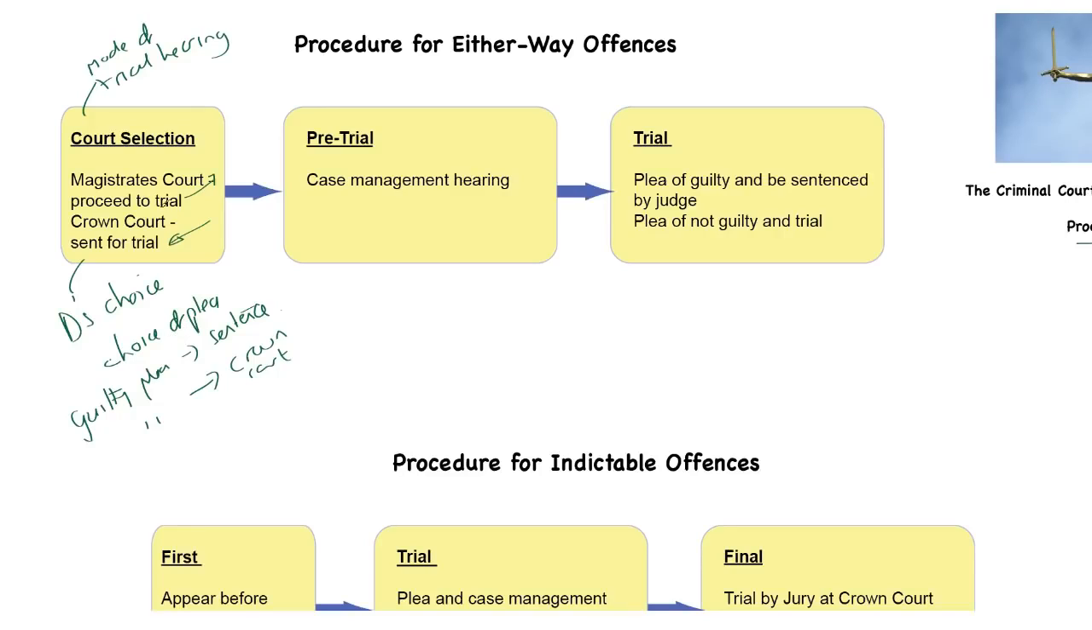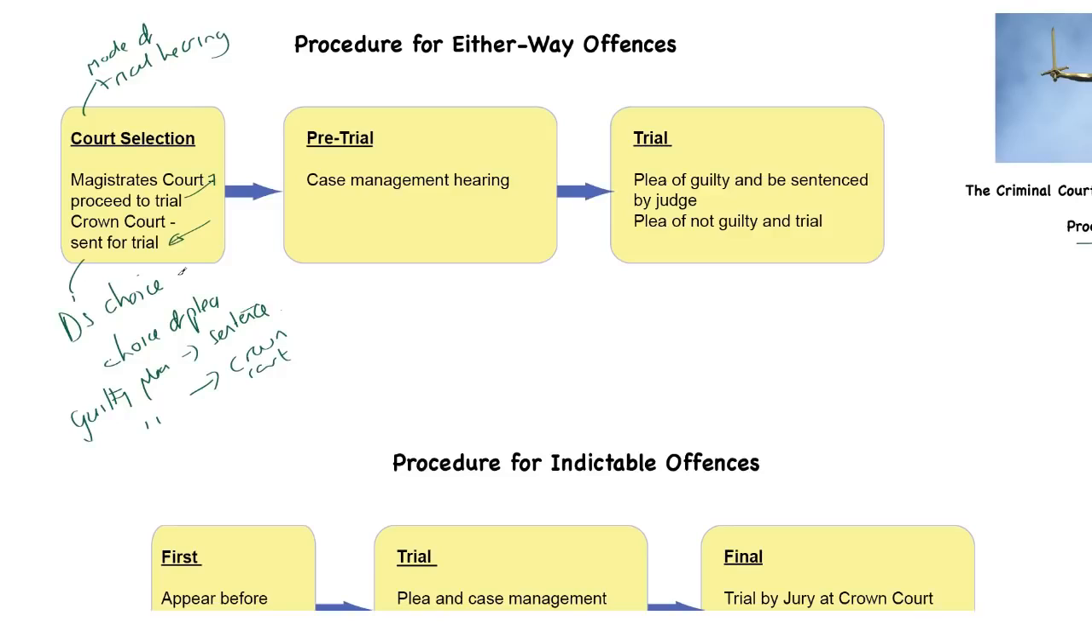If they can hear it at the magistrates' court, the defendant can still elect to go to the Crown Court because the defendant has the choice. And you've got to consider that this is a really complex decision for the defendant to make. And it's complex because the rates of acquittal on not guilty pleas are higher at the jury trial. So if you plead not guilty, you are more likely to get off at a jury trial.